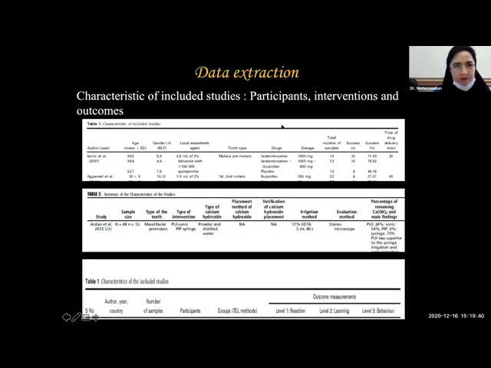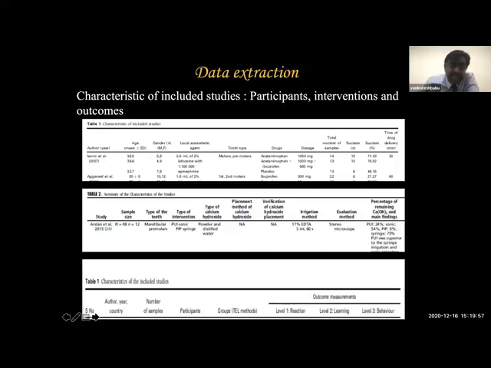So is this clear now, right? As I told you, for this data extraction also, two persons have to be involved. In case you have any doubts, it will be sorted by a third reviewer or by team discussion. Is this okay? You understood now, right?